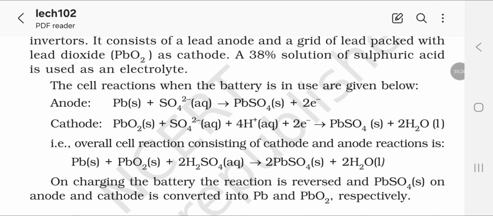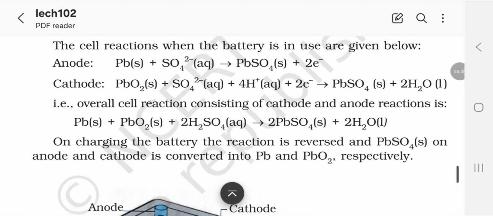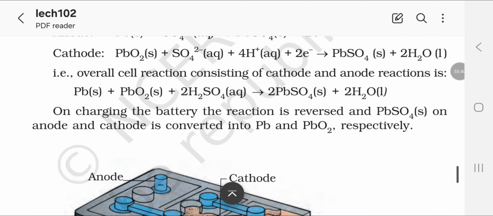That is, the overall cell reaction, consisting of the cathode and anode reactions, is Pb + PbO2 + 2H2SO4 gives 2PbSO4 + 2H2O. On charging the battery, the reaction is reversed and PbSO4 on anode and cathode is converted into Pb and PbO2 respectively.